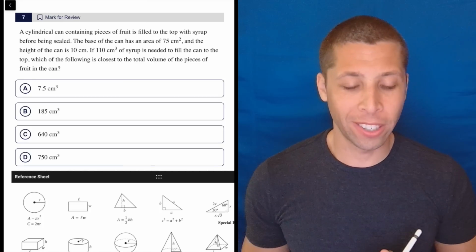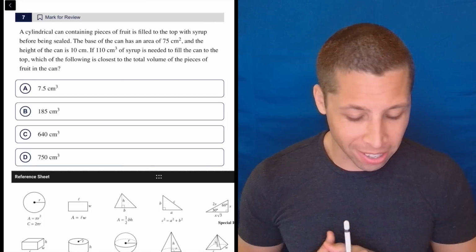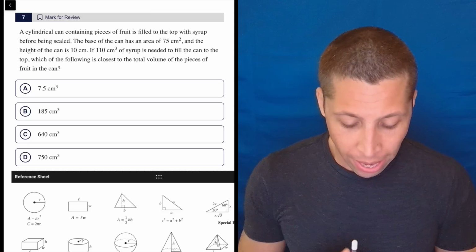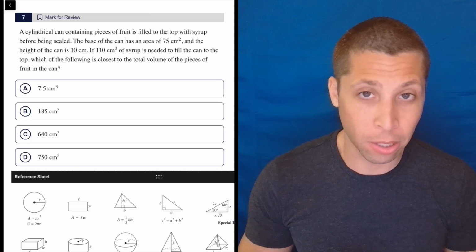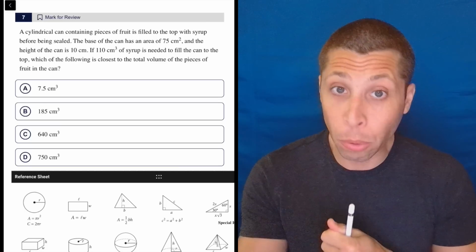This is kind of a cool question. It's very conceptual in certain ways, but I don't think it's that hard. A cylindrical can containing pieces of fruit is filled to the top with syrup before being sealed, so liquid. But the fruit is solid.